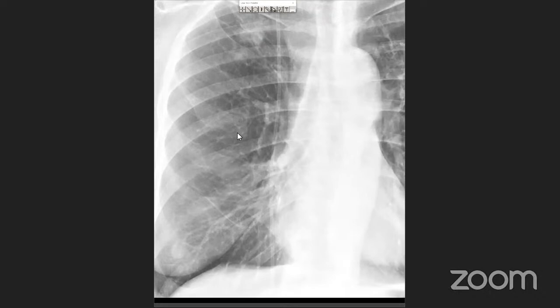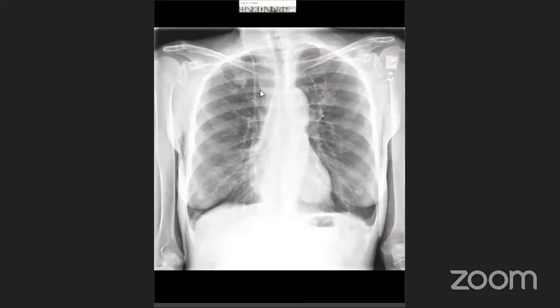Is there something that you might be catching that doesn't belong? This is a super tough case. Anybody else care to take a guess? I'll tell you, look at the upper lungs.